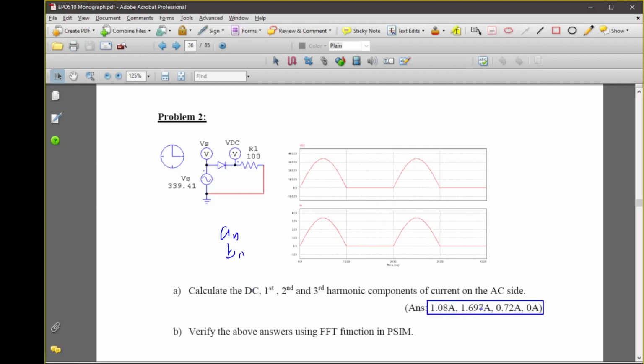And finally, I want you to use the PCM. Use the FFT function to get the harmonic spectrum. Then you have the second harmonic, third harmonic, and whether you have 0 at the third harmonic. Okay, right? So that is assignment number 1.